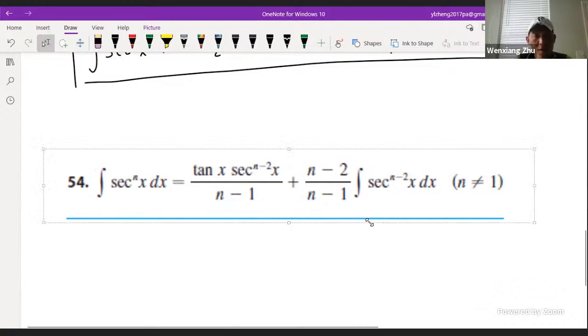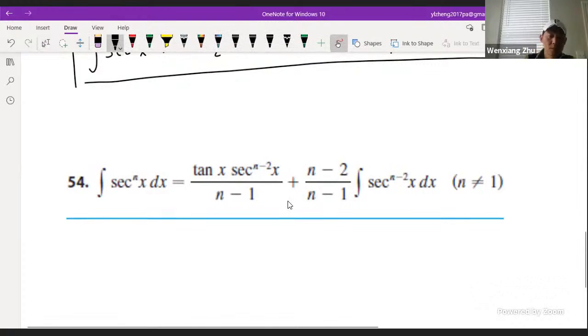Number 54. Okay, number 54. Actually, this one is in section 7.1. You can relate the power of secant x to the nth power to the secant to the n minus 2. The power is decreased by 2.